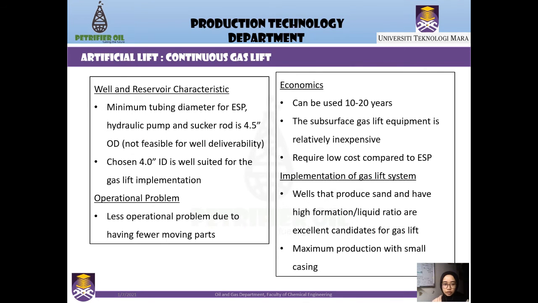The next part is artificial lift consideration. We have decided that the selected artificial lift that we will use is continuous gas lift. From the reservoir characteristic point of view, we can select the ESP because the minimum tubing diameter required for ESP is 4.5 inch outer diameter. Since we have decided the tubing that we will use is 4.0 internal diameter, it is well suited for the gas lift implementation.